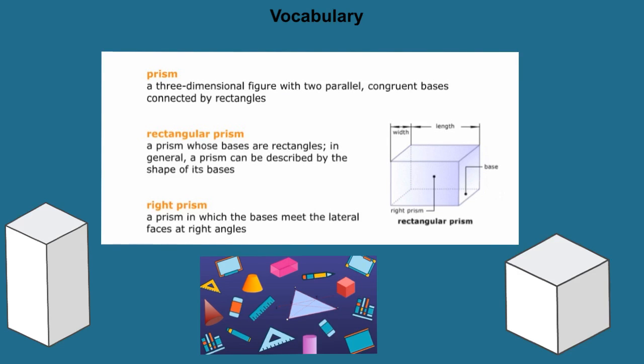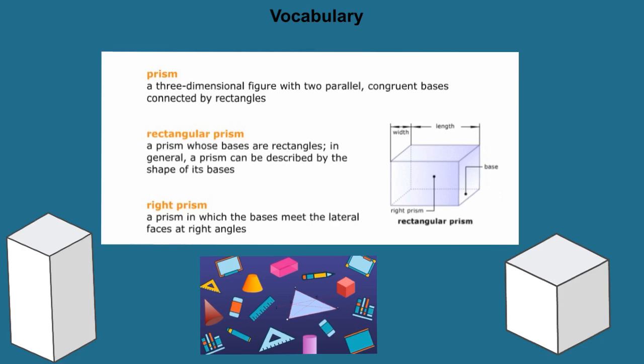Quickly, just some vocab terms that I want to get you guys familiar with before we start our examples today is prisms, because today that's what we're going to be doing our examples on. Specifically, a prism is a three-dimensional figure with two parallel congruent bases connected by rectangles. A rectangular prism is a prism whose bases are rectangles. In general, a prism can be described as the shape of its base. Right prism is a prism in which the bases meet the lateral faces at right angles.